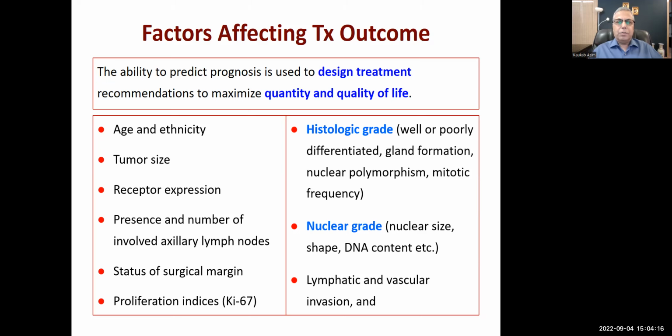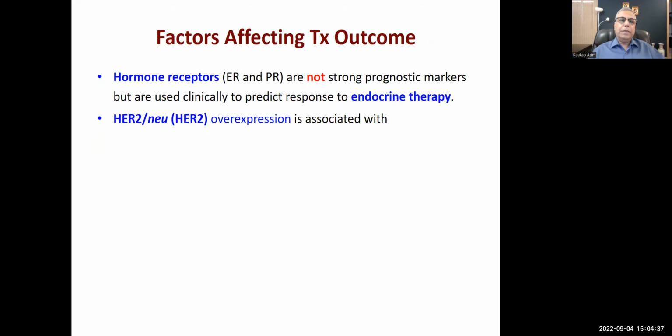And I have a lecture on pathophysiology, but it's not a part of this course. Then we look at the nuclear grade, which is the nuclear size. So we call that nuclear to cytoplasmic ratio. The shape of the cell, the DNA content in the cell, and the invasion, lymphatic or vascular invasion of the tumor, all right? Right, so hormone receptors, they are not very important, but they do determine therapy.